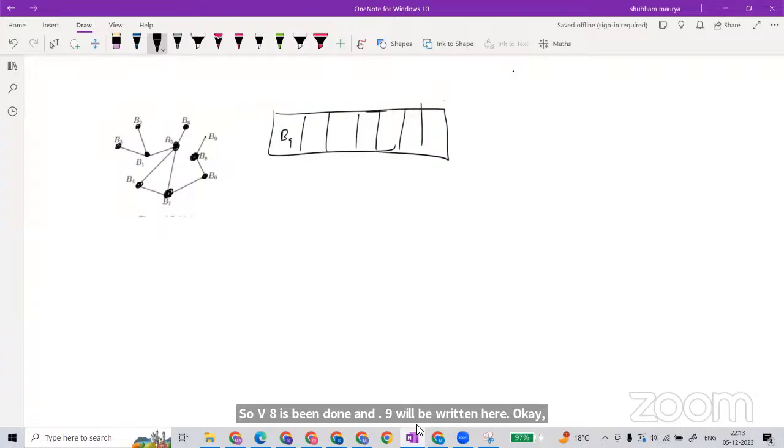Okay. Now there is no other vertex. So B9, now I started exploring, you will erase that. That means started exploring means you will erase that. Now there is no new edge. We are done, and our queue is also empty.